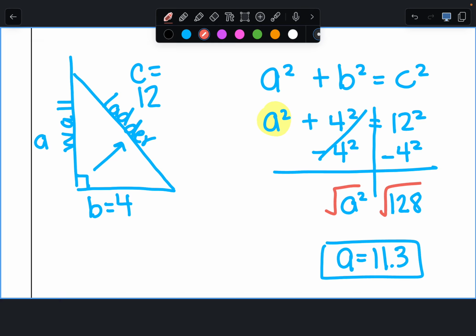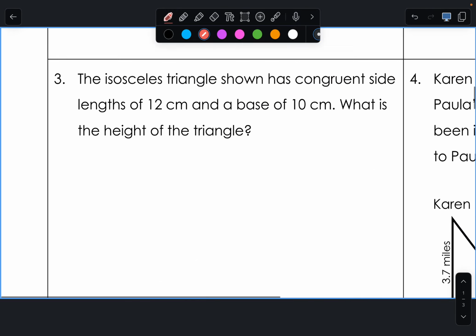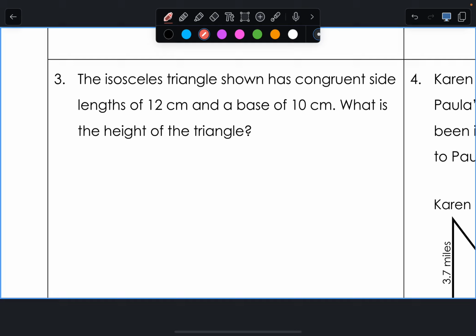Number 3, we have an isosceles triangle. What do we know about isosceles triangles? Anybody remember? Isosceles, 2 equal sides. Very good. Think of your pair of eyes, right? 2 equal sides. That side is equal to that side, right? Anyway, both of those sides have congruent lengths of 12 centimeters.